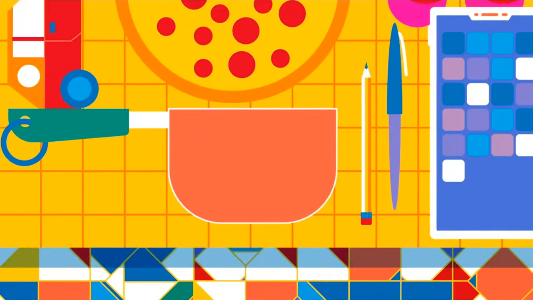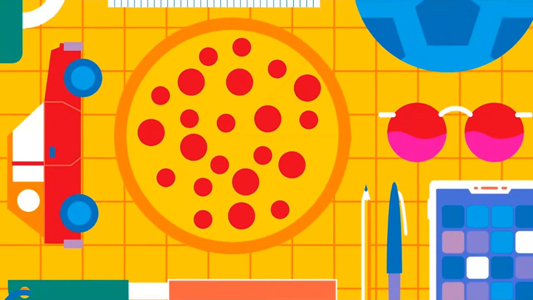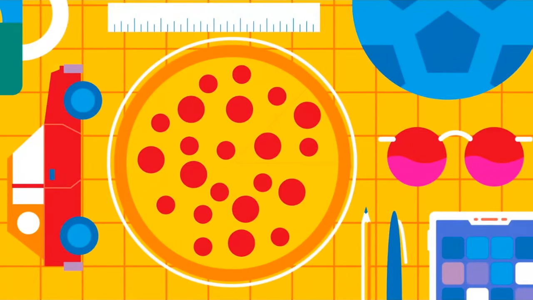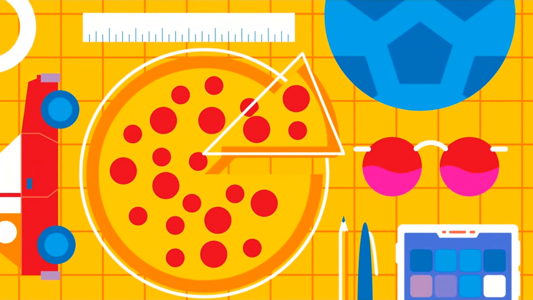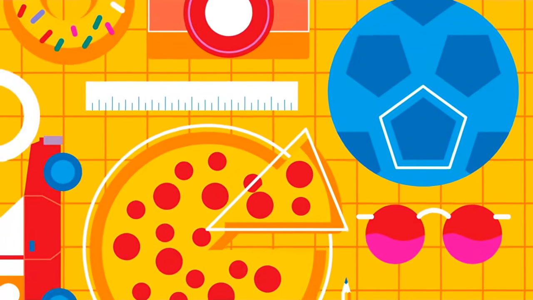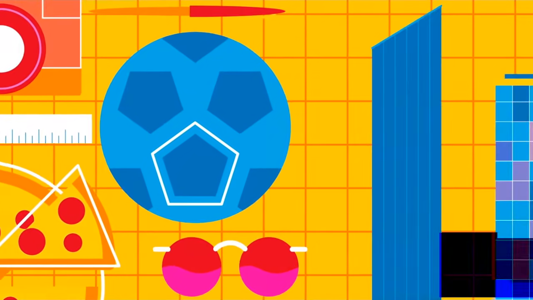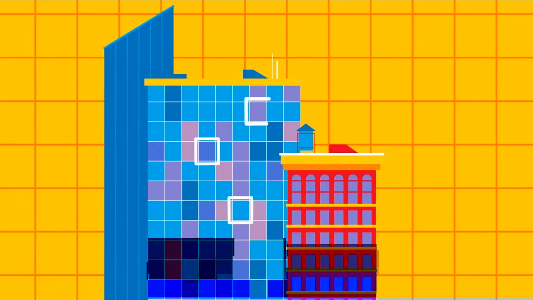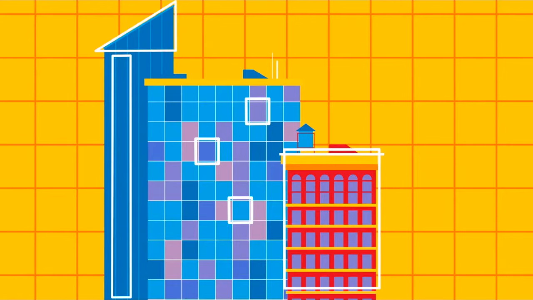You can see shapes everywhere in the world. A pizza is a circle, and it gets cut into triangles. You may notice a pentagon is on your soccer ball. You can see squares and rectangles on tiles, windows, and the shape of buildings.